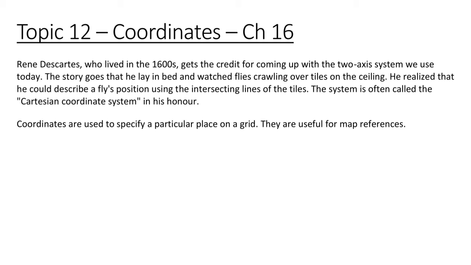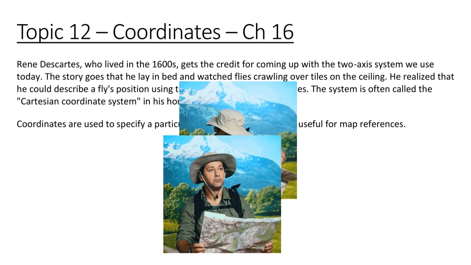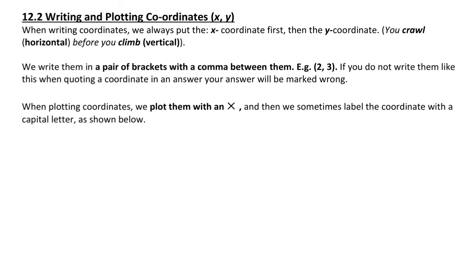Coordinates are used to specify a particular place on a grid, and they're also useful for map references. When writing coordinates, we always put the x coordinate first and then the y. So you crawl, which is the horizontal, before you climb, or you go along the corridor and up the stairs. We write them in a pair of brackets with a comma between them, for example (2, 3). And that would mean that we go along 2, so we crawl 2, and then we climb 3.